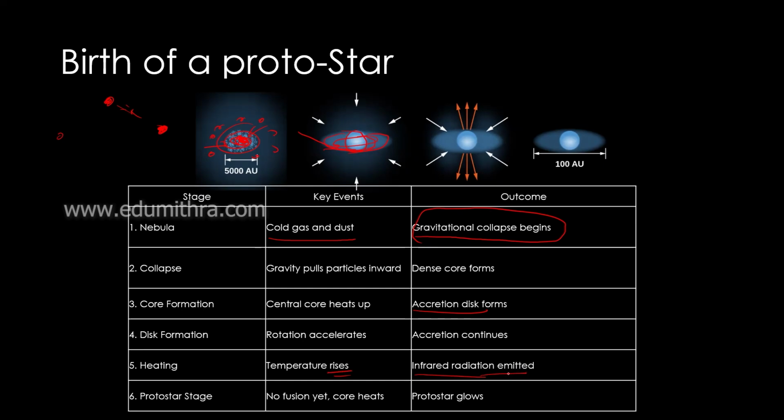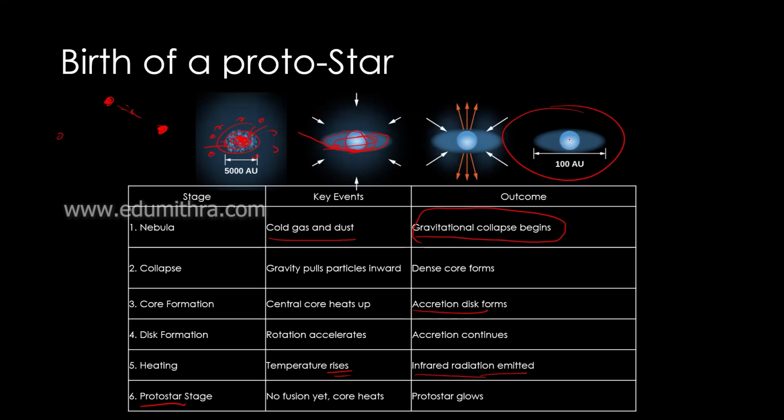Any heated object can emit infrared, and after that there will be a certain stage called the protostar, the final one. You can see at this stage that the star's hot core, that gas globe, starts to glow because of the temperature, because of the gravitational collapse, because the material is coming together. That is why it is glowing.